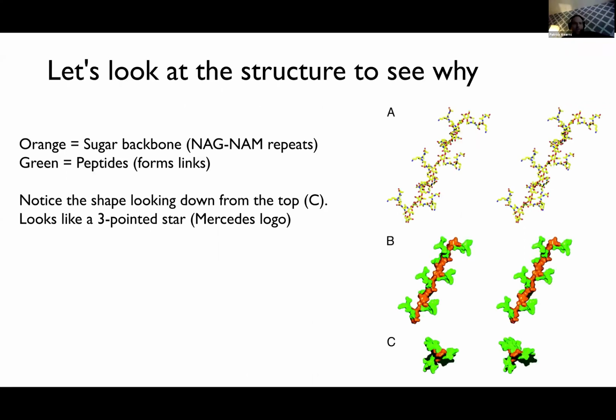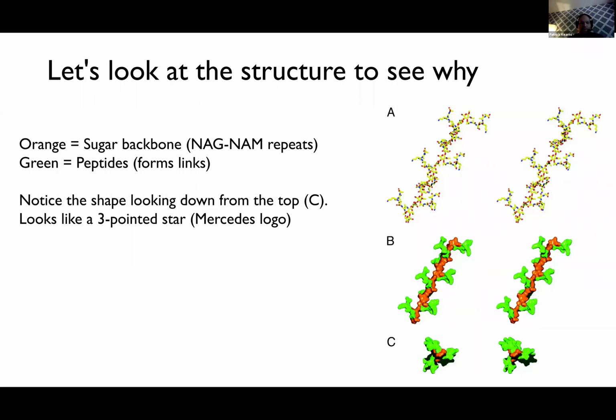We'll see why. So we have the sugar backbone, which is the NAG and NAM repeats, as we discussed. This is in orange here, and this is what it looks like as molecules. And then we have the green, which are the peptide links. Remember, peptidoglycan, which is made of those NAG and NAM repeats, are joined together. So, for instance, these two repeats would be joined together vertically. But horizontally, we have those NAG and NAM repeats.